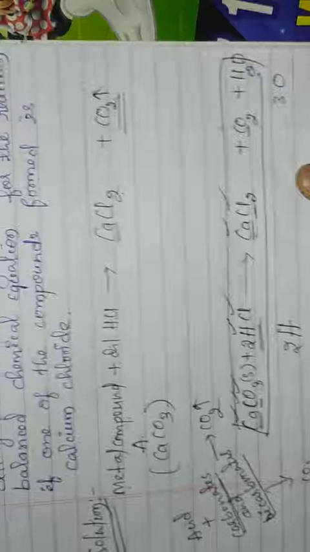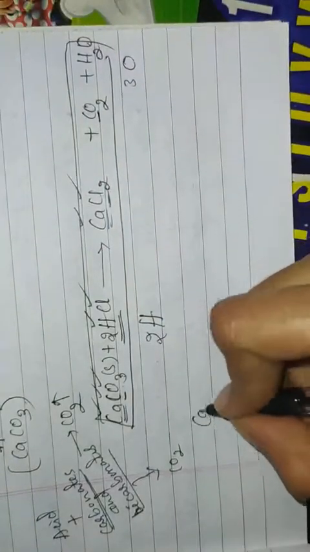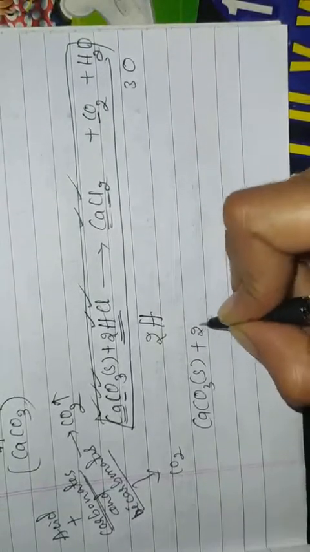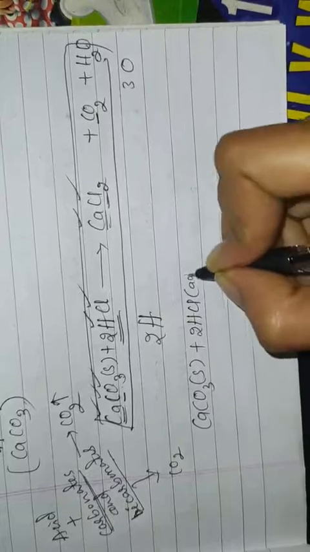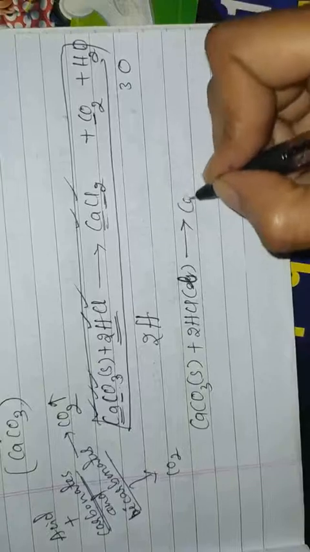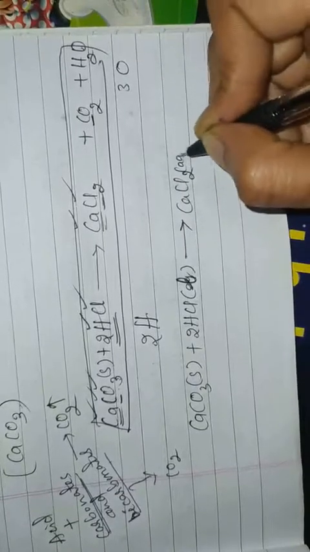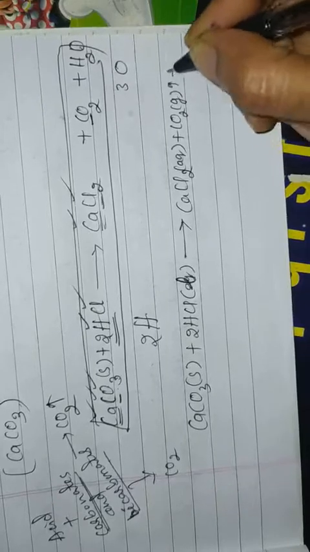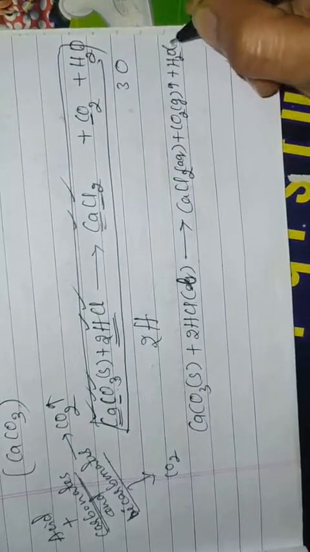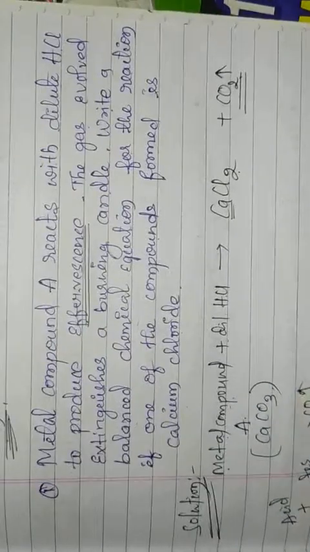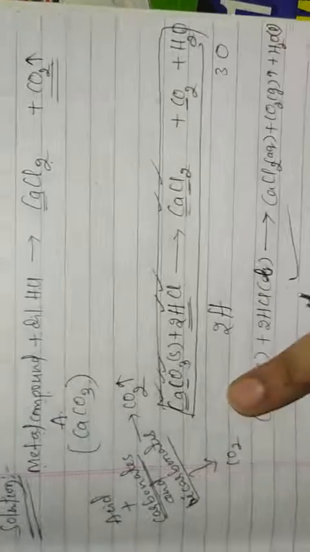So the balanced chemical equation for this reaction is: calcium carbonate, a solid, reacts with hydrochloric acid, aqueous, to form calcium chloride, an aqueous solution, and carbon dioxide, a gas, and water, a liquid. This is the balanced chemical equation for this problem. Like this we have to solve the problems.